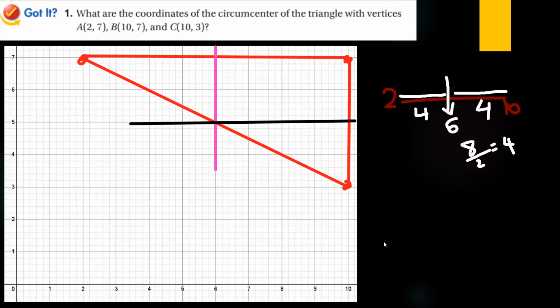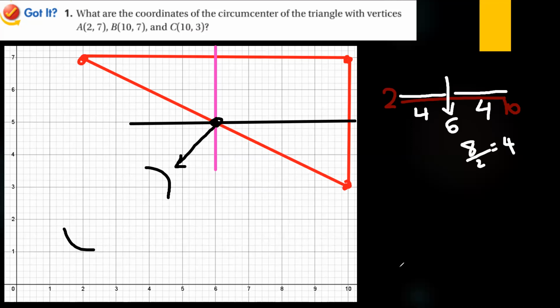Yeah. So then, this is the first line, and this is the second line. They intersect at a point. We call it the circumcenter of a triangle. So it will be here. This point is the circumcenter of a triangle.